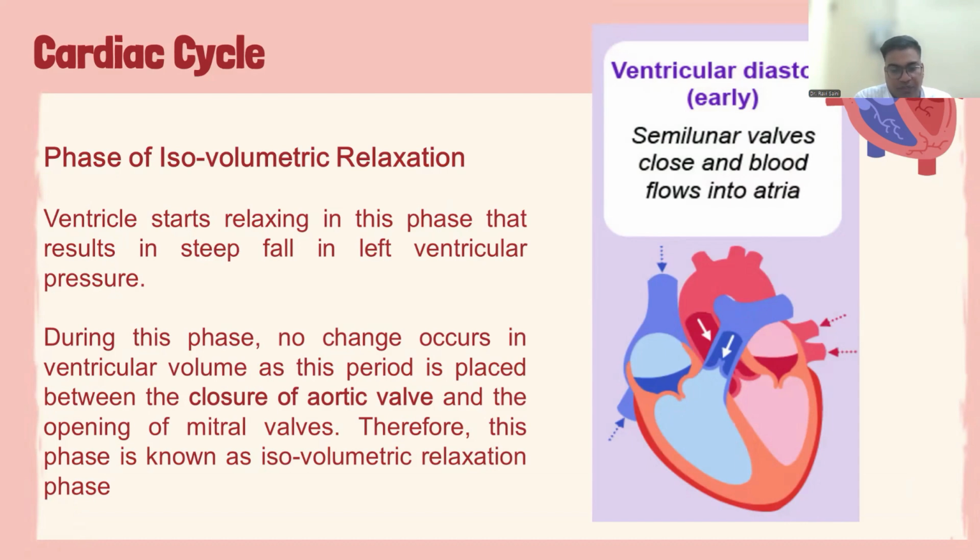Because in case of ventricular diastole, there is a relaxation of ventricles. This relaxation will result in the closing of aortic and pulmonary valves, but AV valves, mitral, the bicuspid and tricuspid valves, are still not opened yet. That's why the volume is not changing. This condition is called isovolumetric relaxation phase.